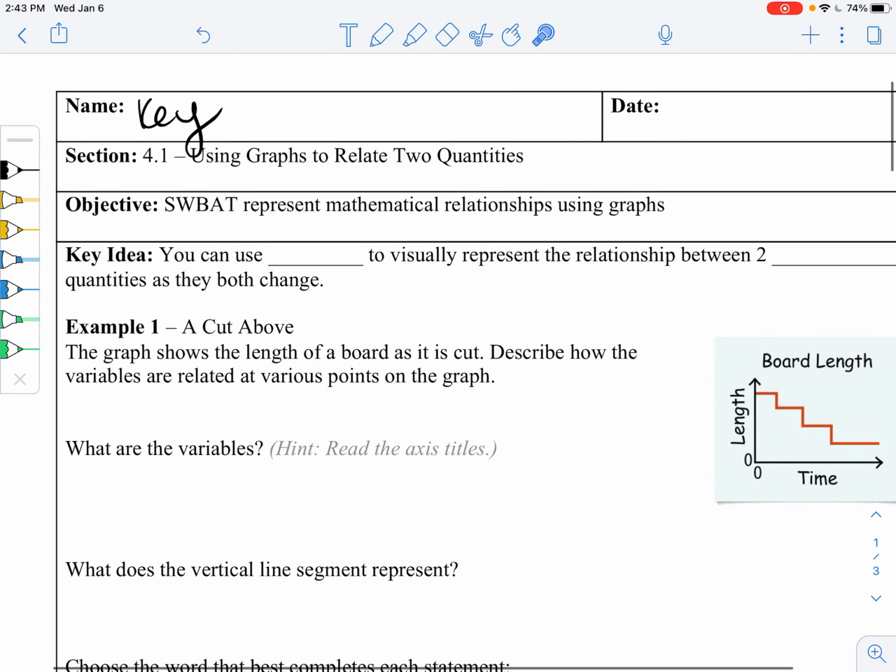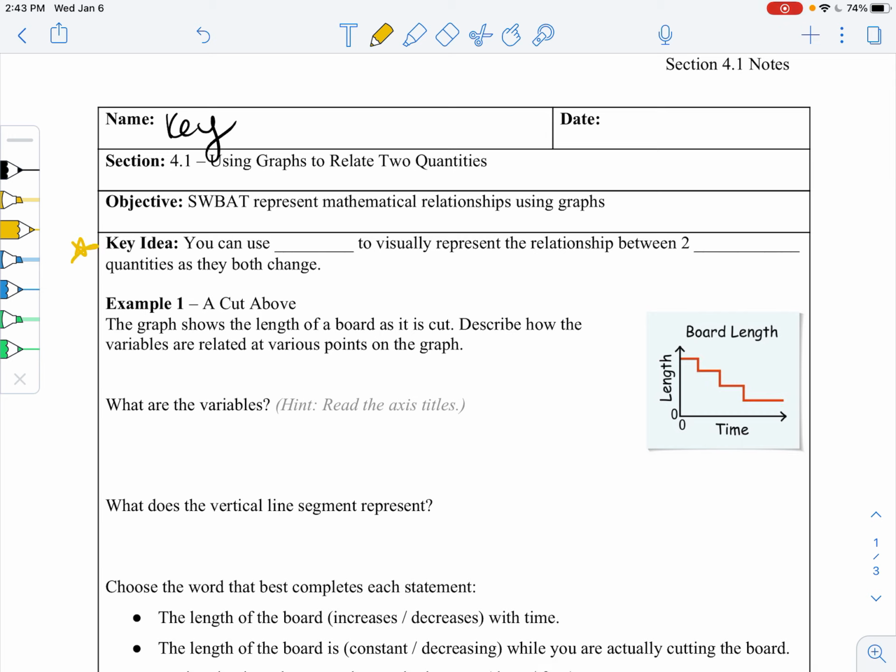By the end of the day, you'll be able to represent, hopefully you don't resent them, represent mathematical relationships using graphs. And our key idea of the day is what I just said. You can use graphs to visually represent the relationship between two variable quantities as they both change.